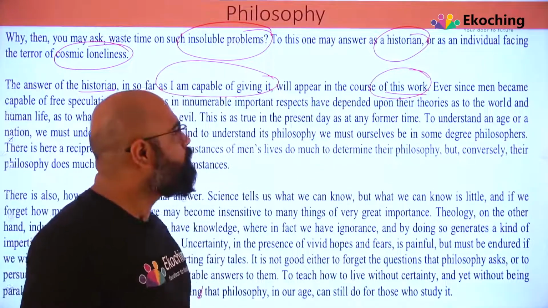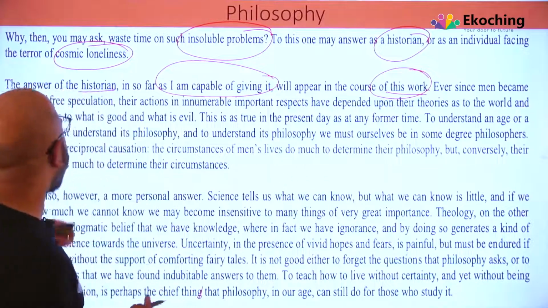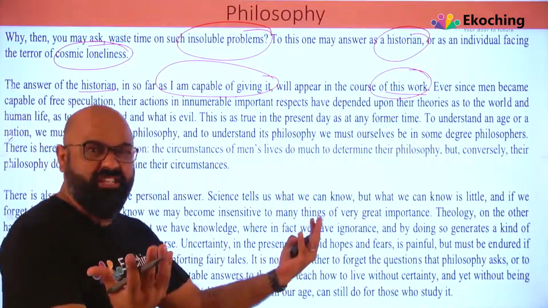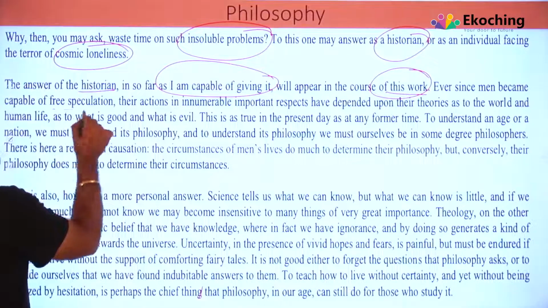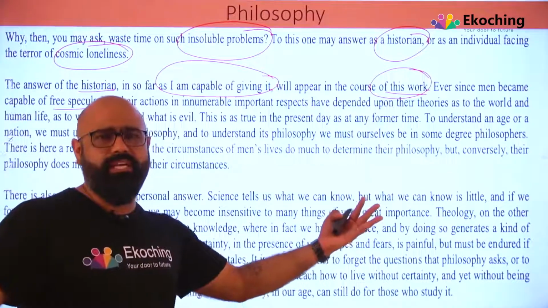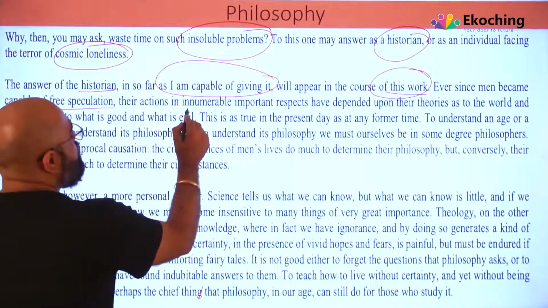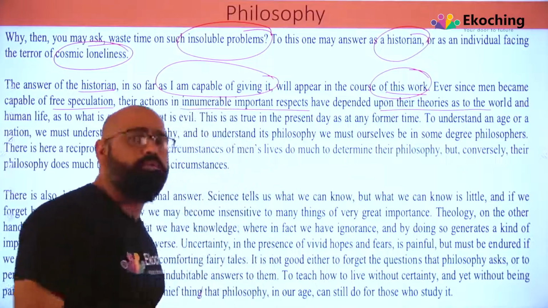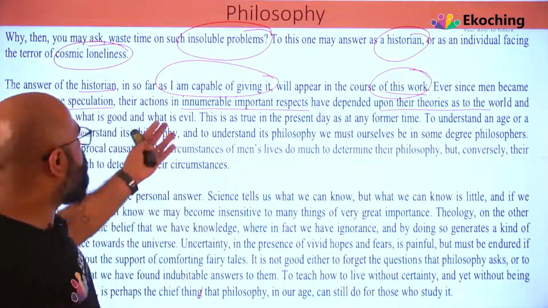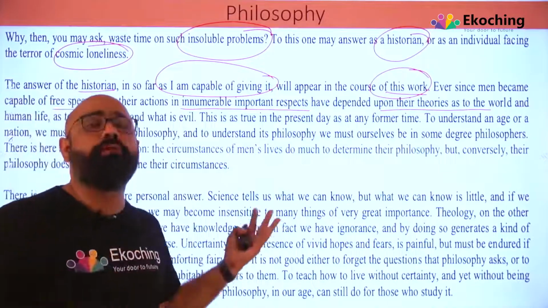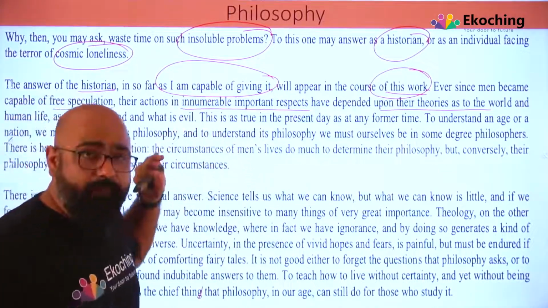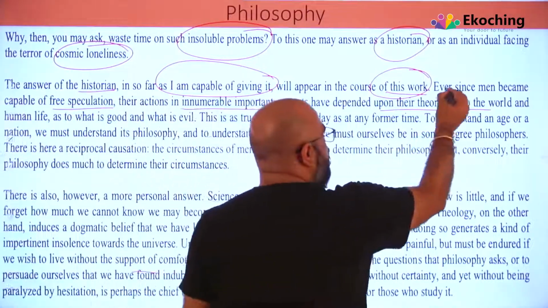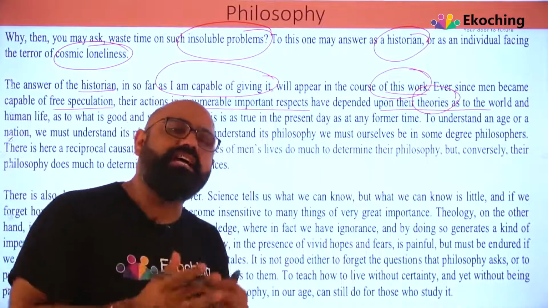Let's continue. Ever since man became capable of free speculation, now what he is explaining is, ever since man became capable of free speculation, he can speculate whatever he wants. Their actions in innumerable important respects have depended upon their theories as to the world. So, as we started speculating, actions are innumerable. There are many actions you can expect, and most importantly, these respects have depended upon their theories.